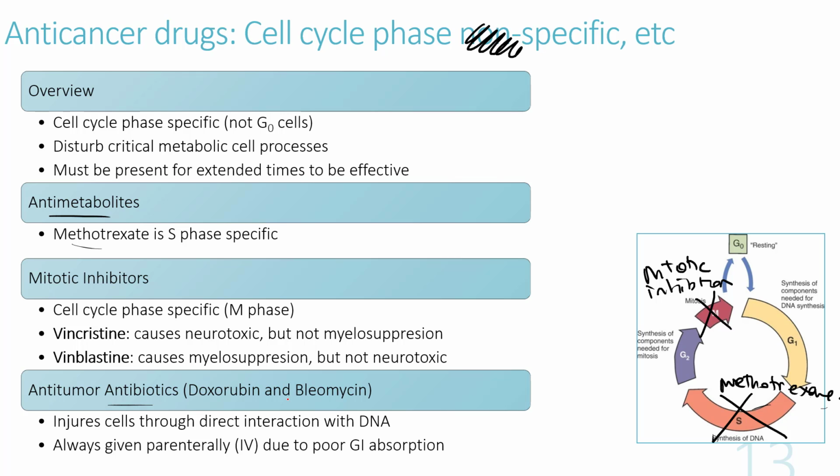We don't need to know exactly why. And these anti-tumor antibiotics are always given IV because they're not absorbed well within the GI tract.